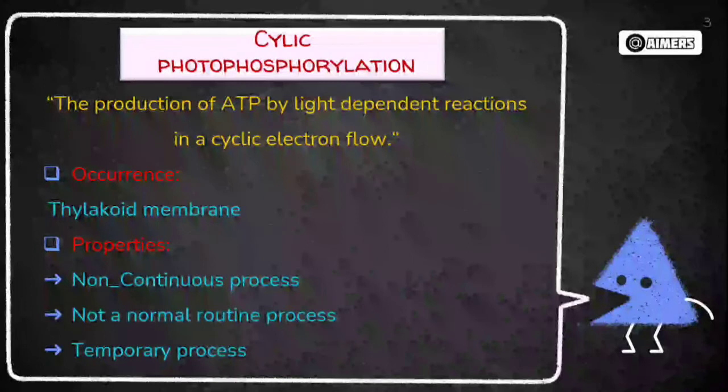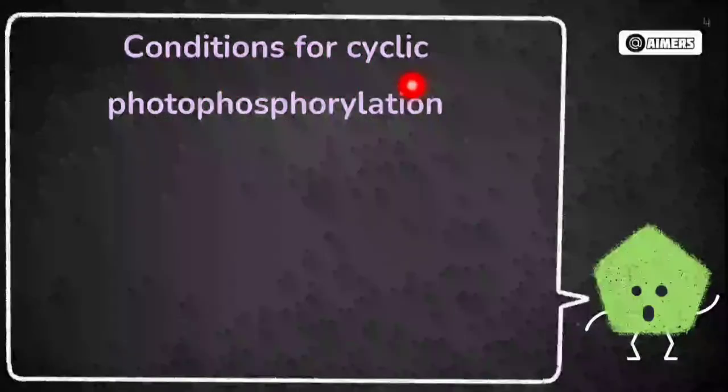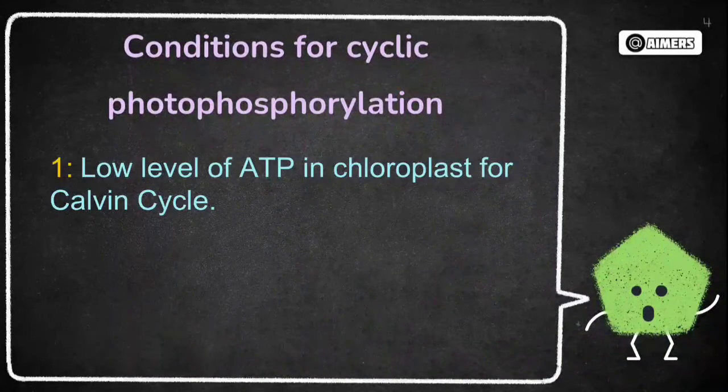There is some time that the electron flow shifts from non-cyclic to cyclic under certain conditions. Now we will look at what those certain conditions are, under which a plant cell or a chloroplast shifts from the non-cyclic pattern to the cyclic pattern of electrons. Now there are two conditions for cyclic photophosphorylation. First condition is the low level of ATP in the chloroplast.